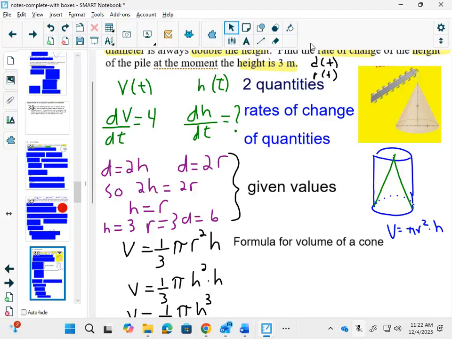There's so many YouTube videos of people taking cones filled with water and pouring into cylinder 1, 2, and when they get to the 3rd one, it fills up perfectly, and everybody's like, super excited.